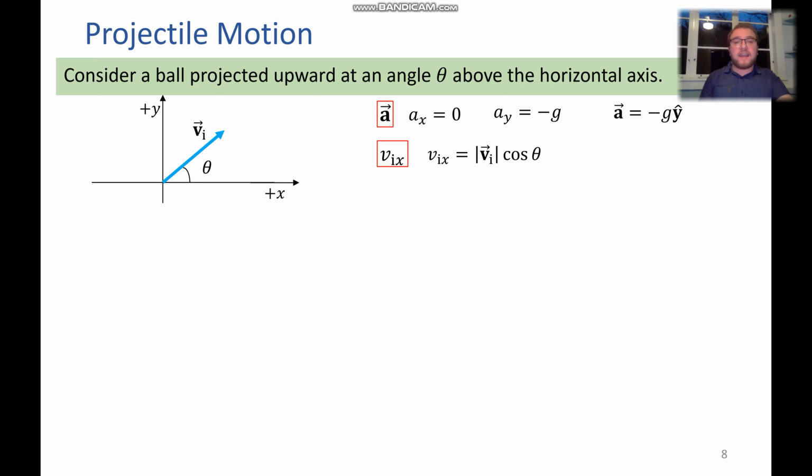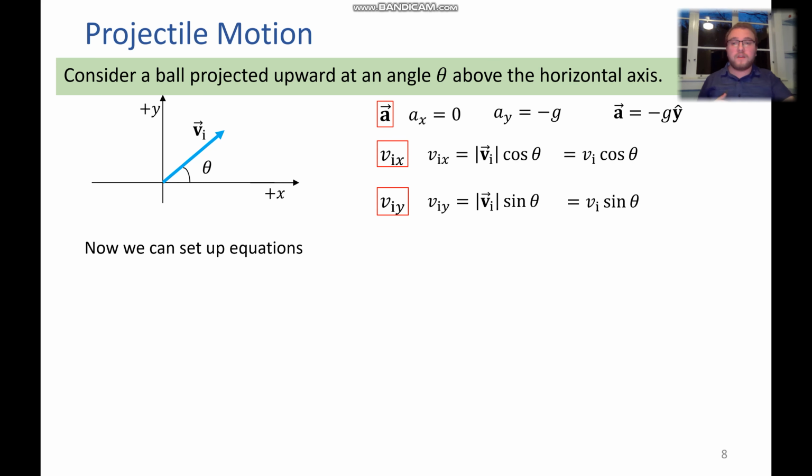Our velocity in the x is just the magnitude of our initial velocity times cosine theta. Again, this should all look familiar. And we have the exact same thing with our velocity in the y, except it's sine instead of cosine. Now that we have our vectors in their x and y components, we can set up our equations.